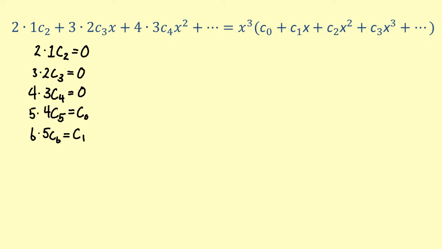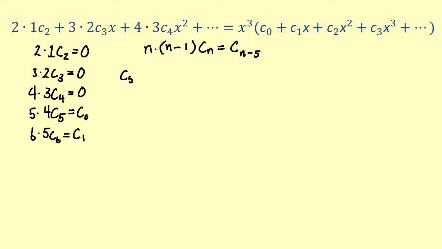In general, we find that for n greater than or equal to 5, we have n times n minus 1 times c sub n is equal to c sub n minus 5. In fact, we can write each term in terms of c sub 0 or c sub 1. Solving for each coefficient, we know that c sub 2 through c sub 4 are equal to 0.